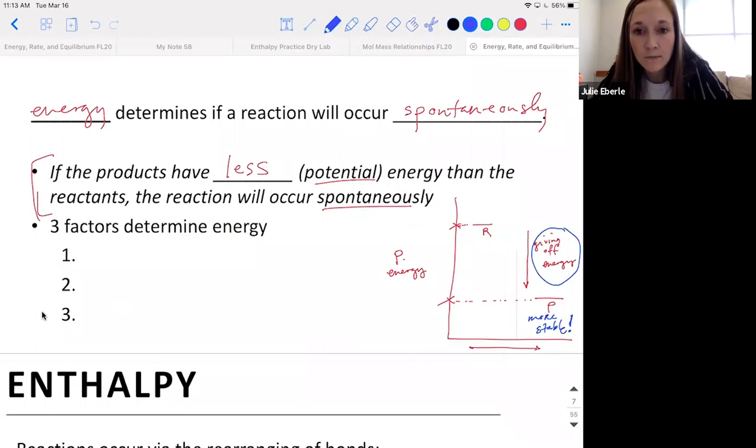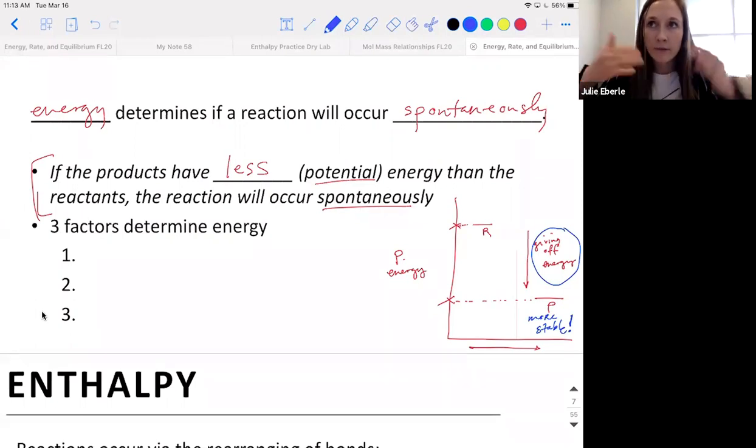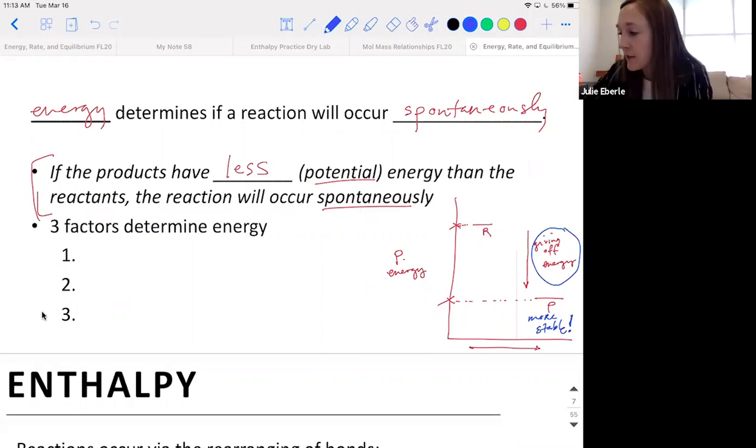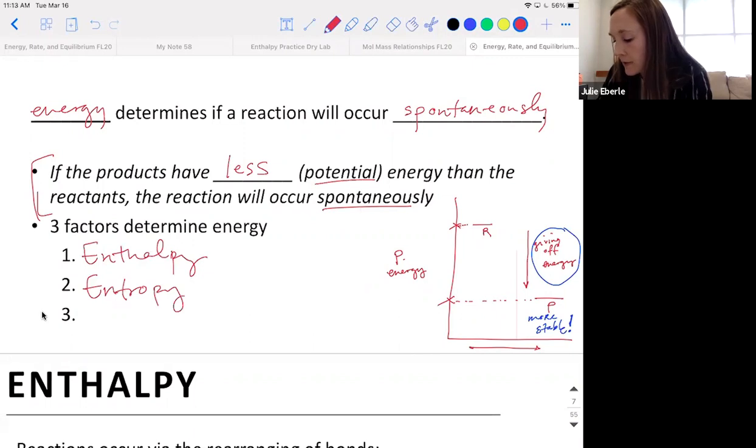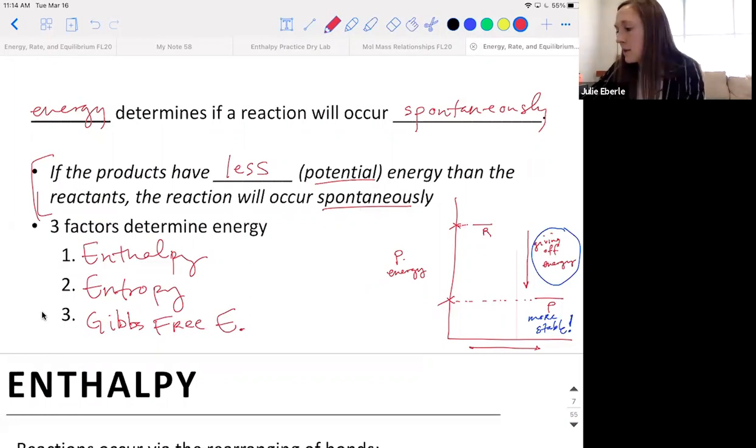Okay, those are spontaneous. Now, what we're going to talk about today is kind of a big picture. There's different layers and different parts to it. So that's why this next thing that I'm about to fill in says 3 factors that determine the energy of reactions. So just remember, this is kind of big picture. There's 3 different puzzle pieces, and we're really going to talk about puzzle piece 1, and maybe get into puzzle piece 2 today. The first one is enthalpy. Second one is called entropy. And the last one is called Gibbs free energy.